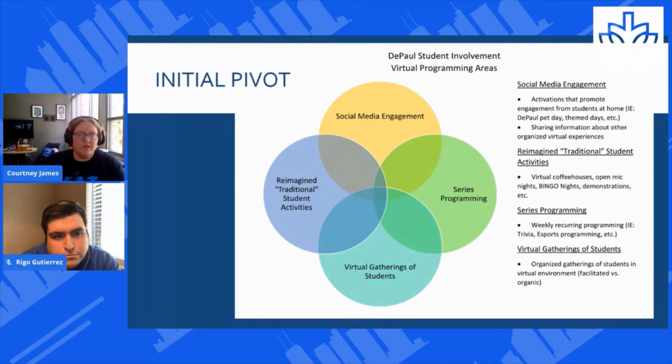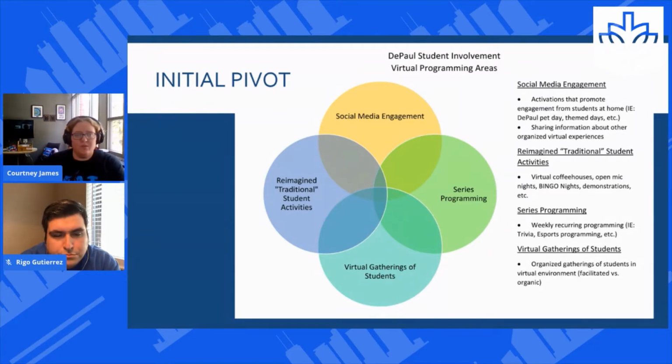Then series programming. Series programming for a lot of colleges is really a staple of what they do. It's creating that week in, week out engagement, and using that interest and that cohort, if you will, to engage students in a really intentional and meaningful way.